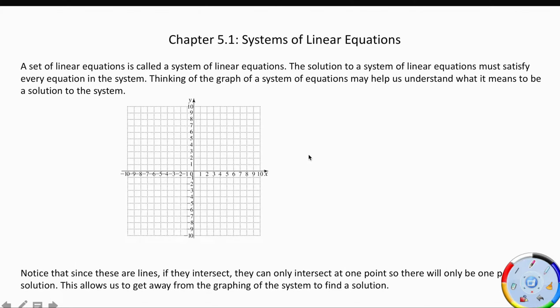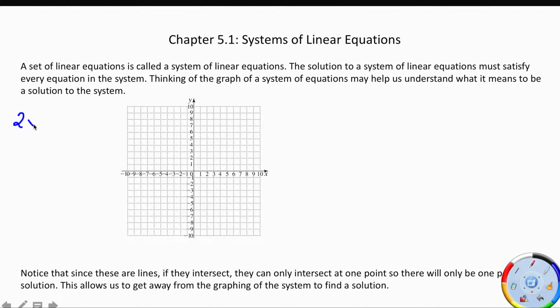Chapter 5.1, Systems of Linear Equations. A set of linear equations is called a system of linear equations. The solution to a system of linear equations must satisfy every equation in the system. Thinking of the graph of a system of equations may help us understand what it means to be a solution to the system.